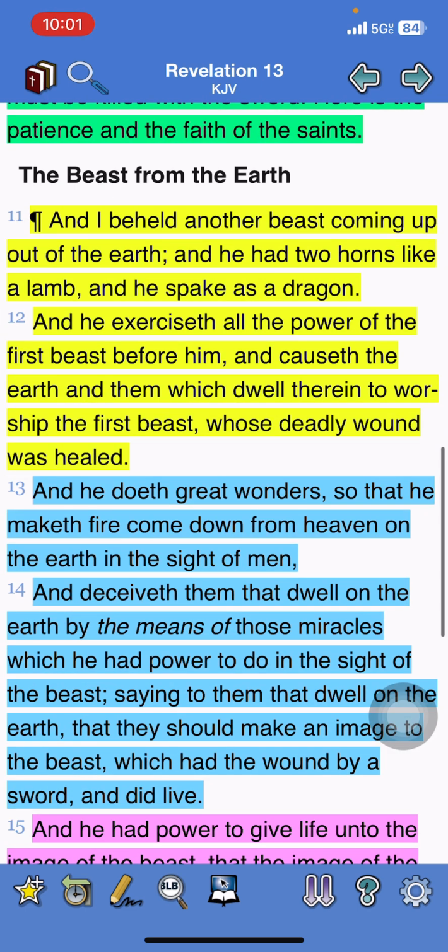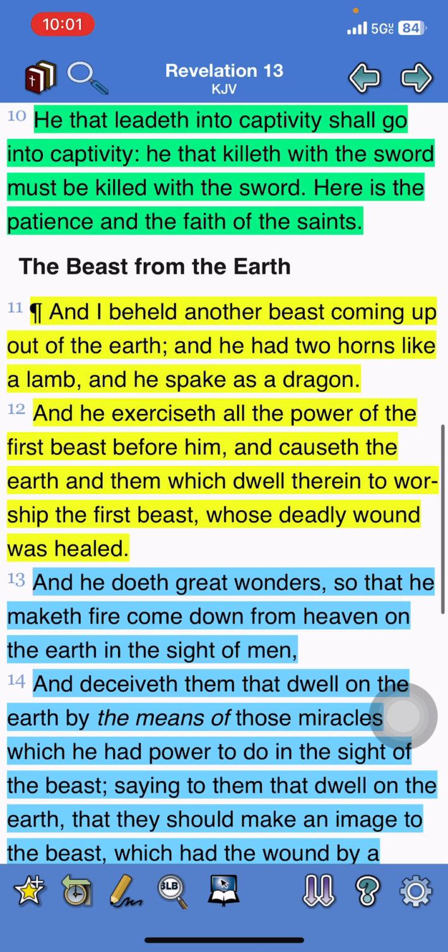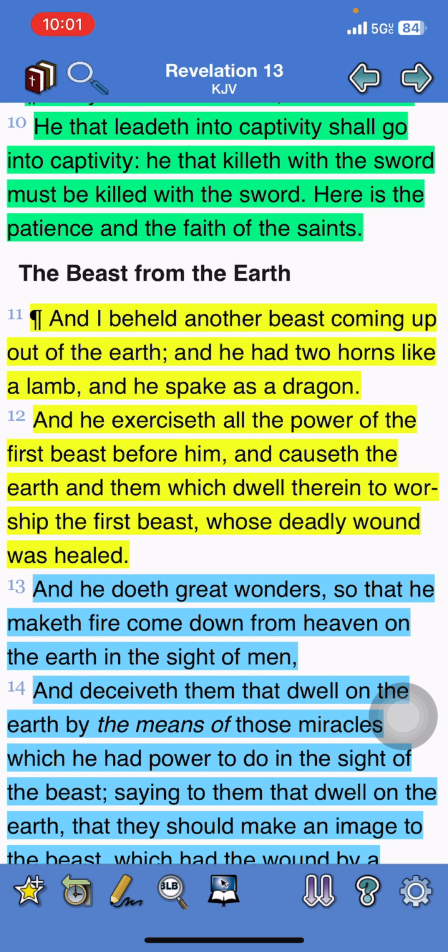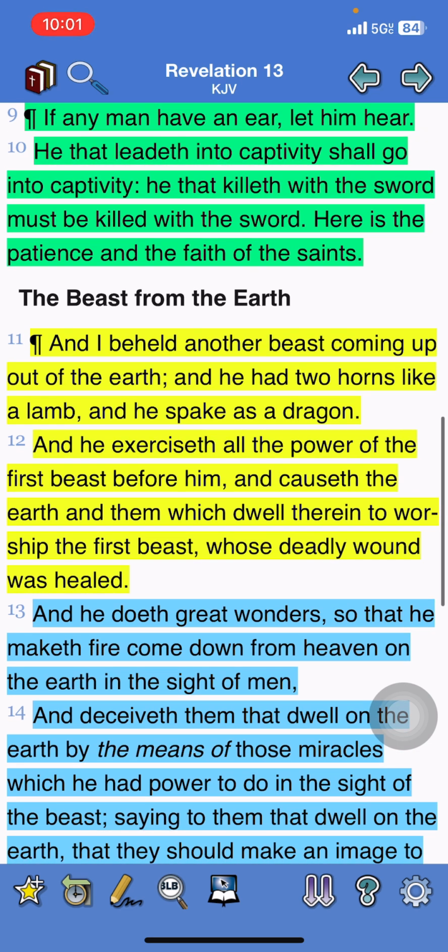So jumping down, Revelation 13 and 11, "And I beheld another beast coming up out of the earth, and he had 2 horns like a lamb, and he spake as a dragon." You see? Let's talk about America. This is that beast coming up out of the earth, that horn back in Daniel 7 and verse 8. That 2 horns like a lamb is the 2 political party systems.